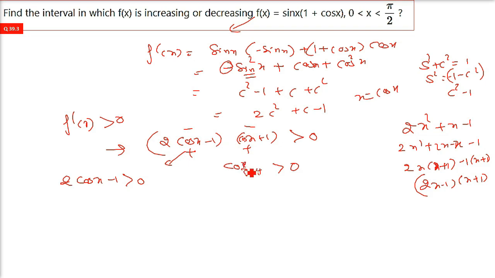So let me replace it by cos x. So cos x plus 1 is greater than 0. From here you get cos x is greater than half, and here you will get cos x should be greater than minus 1 because it is cos x plus 1 greater than 0. So cos x is greater than half.